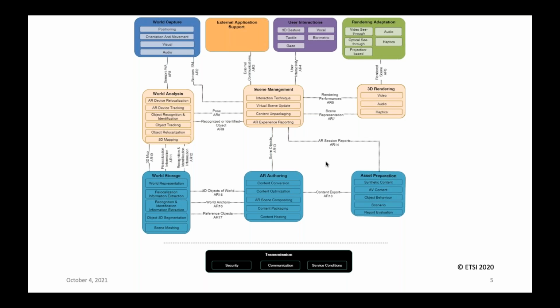And the dotted lines between these different functions represent what the IEEE AR framework calls reference points, and they're all numbered. As you can see, the upper left-hand corner starts with AR1, and the lower right-hand corner, the content export, is AR18. Some of these reference points are bidirectional, some of them are unidirectional, and you'd really have to study the specification as I have to fully understand it.